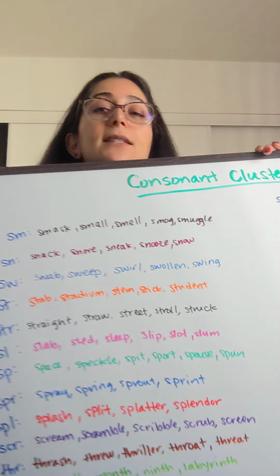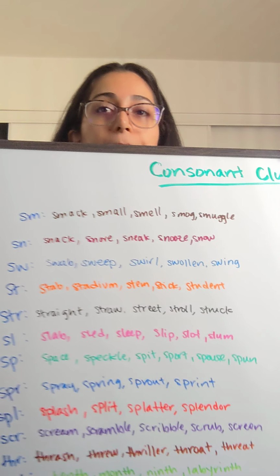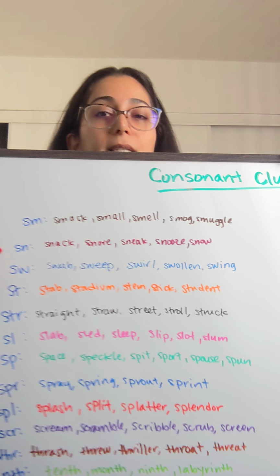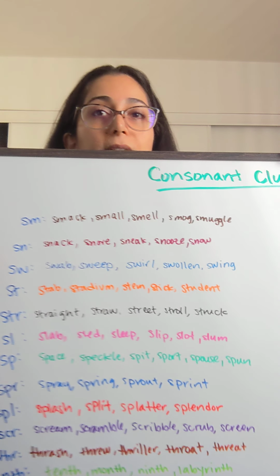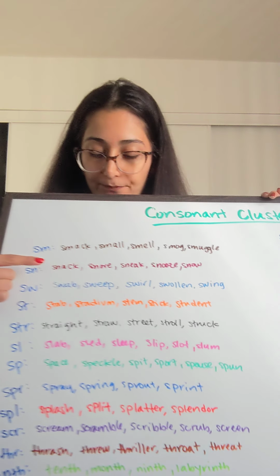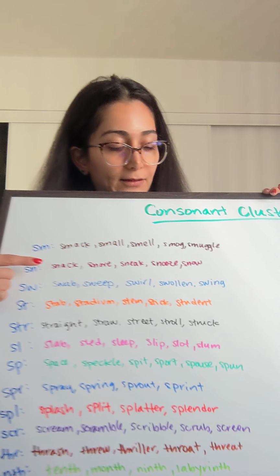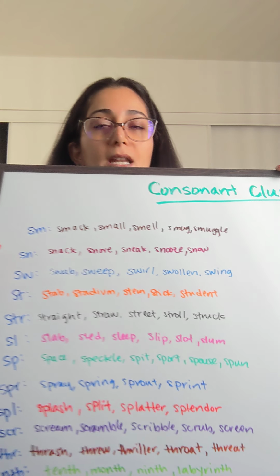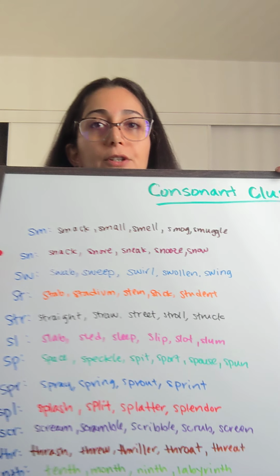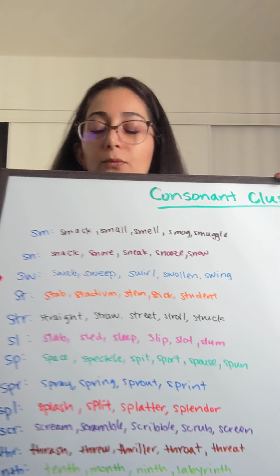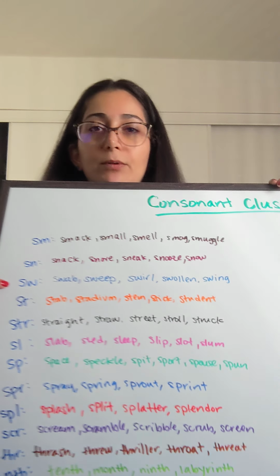smog, and smuggle. The next consonant cluster we have is the sound S, followed by the N sound. We have snack, snore, sneak, snooze, and snow. Again, splitting those up if that's difficult for you: s-n-ack, s-n-ack. Then we have the S and W sounds.